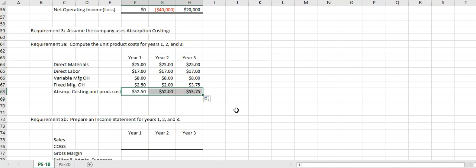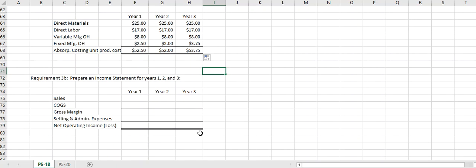So we got $52.50 that actually cost us in total with variable and fixed overhead to produce our item in year one, $52 even in year two, and $53.75 in year three. So the next thing we're going to do is to calculate or to prepare our income statement. And it looks fairly short, which is probably good news for you.